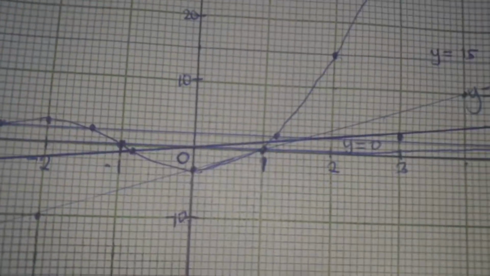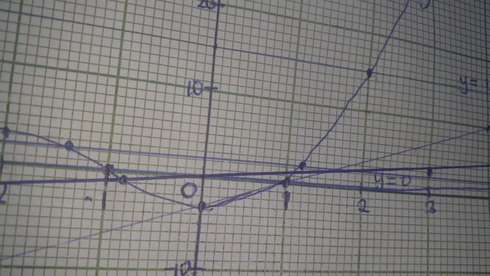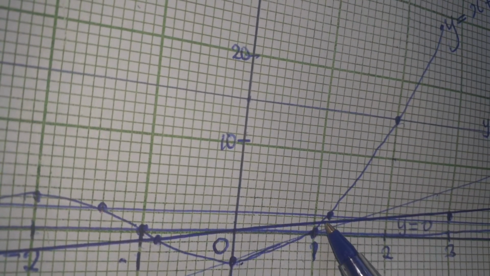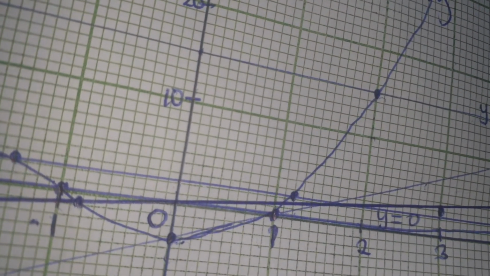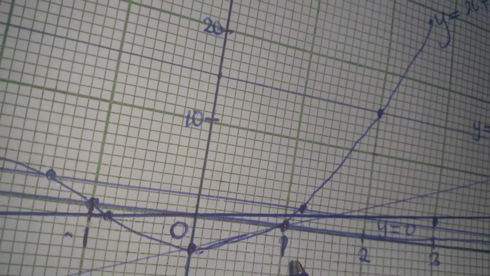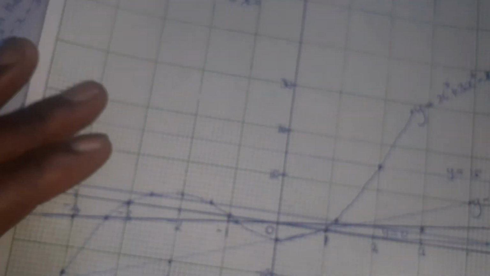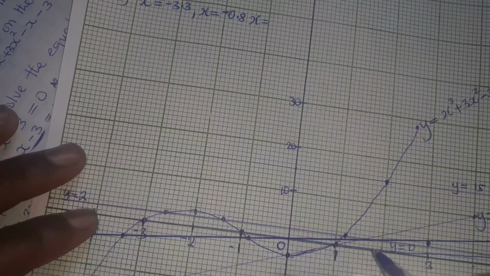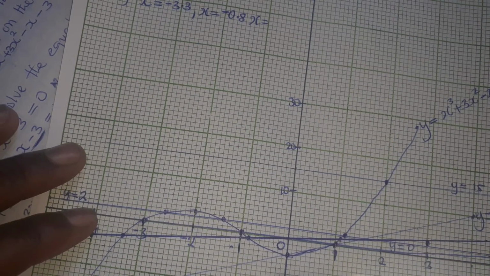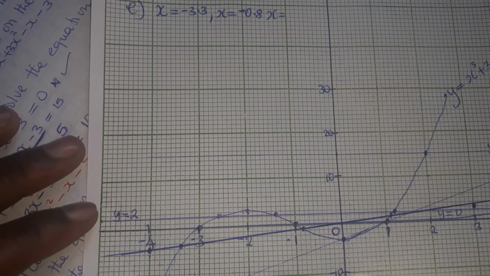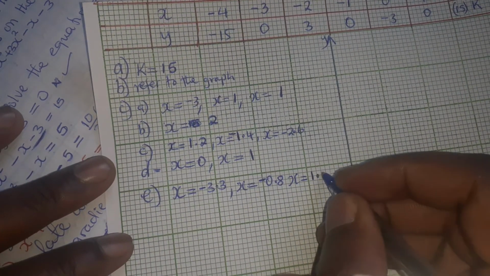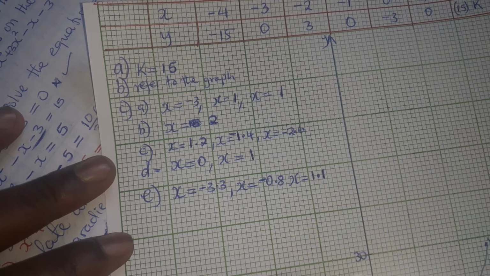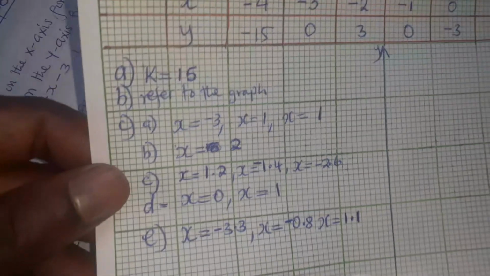Then the last point, please pay attention. The last point is this one here, where they meet. Have you seen it? This one here, the last point. Okay, so what is it? This is 1.1. Okay, this is 1.1 here. So I'm going to say 1.1.